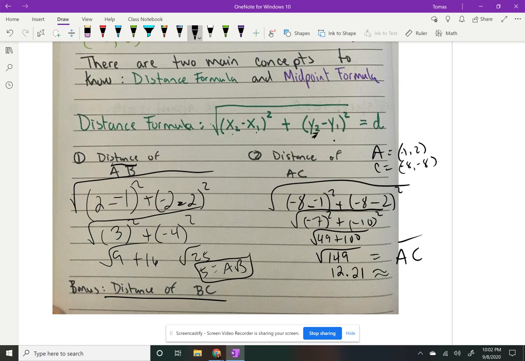Anybody who shoots me an email is going to get 5 bonus points, whether it be on a homework or on a quiz or whatever. But you have to follow these directions, right? You have to do the distance formula, you have to show your work, and you have to shoot me the email.